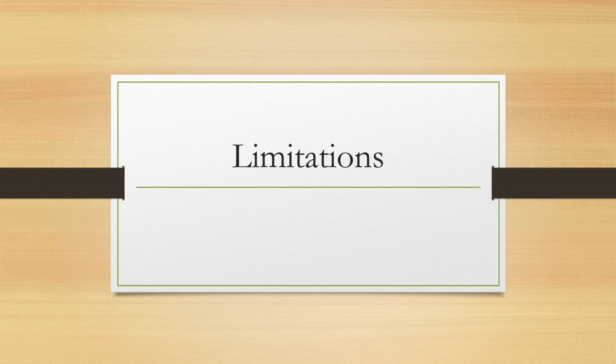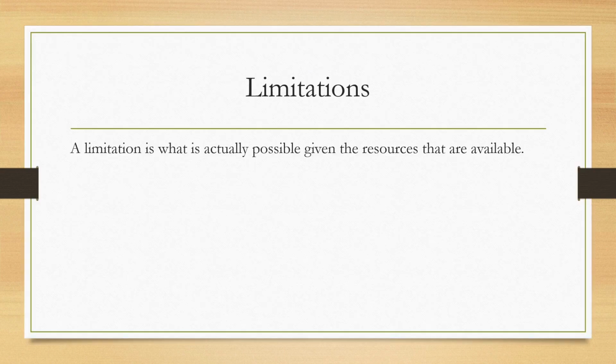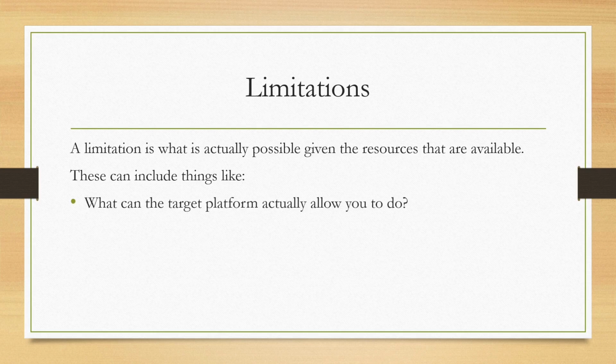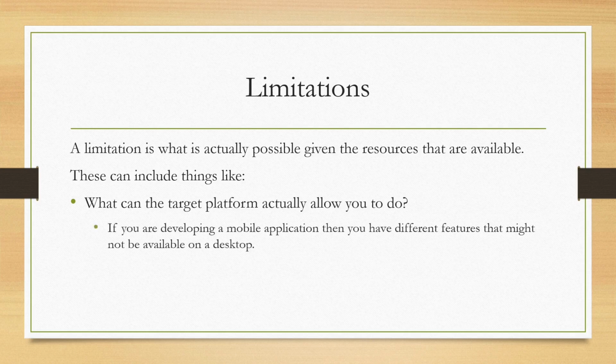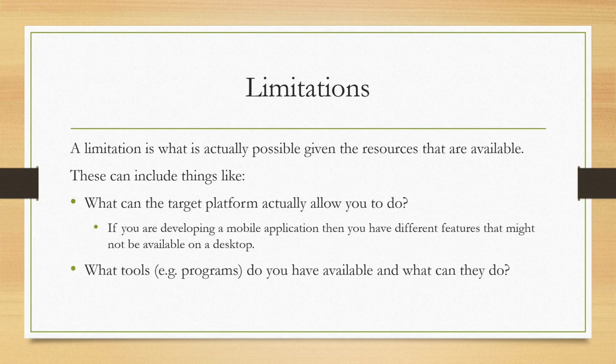The next thing we need to consider are limitations. So a limitation is what is actually possible given the resources that are available. These can include things like what target platform will allow you to actually do. So if we're developing for a mobile application, then you're going to have different features that might not be available on a desktop. So you might have, say, an accelerometer in your phone can vibrate, so give you haptic feedback. Your phone can make phone calls and things like that are not available on a desktop.